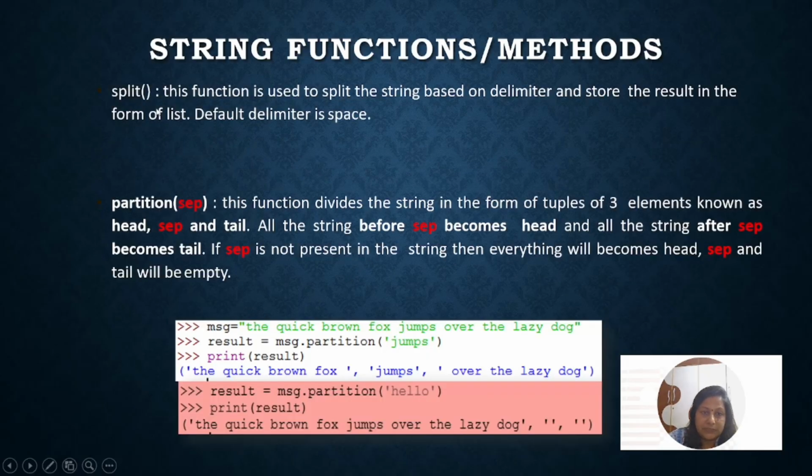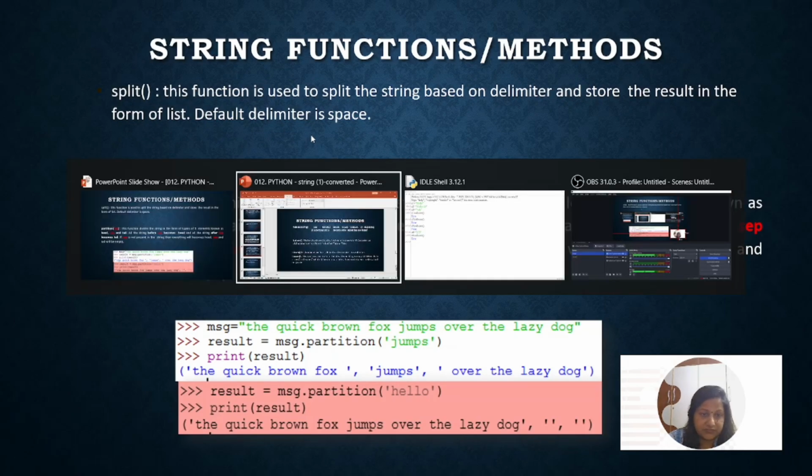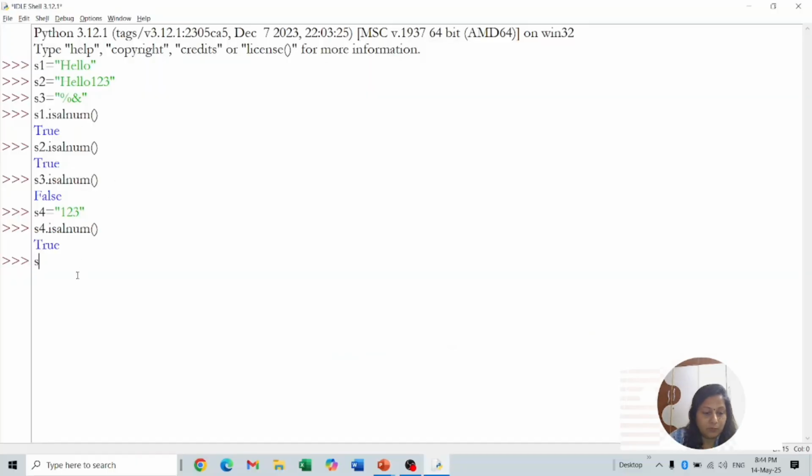Next one is the split function. What is the meaning of the split function? It splits using a delimiter and stores the result in the form of a list. Let's see. I'm creating one variable here, s3 equal to, I'm creating a sentence: "Hi, this is Python". Now I'm using the split function, s3.split of, I'm using here "is". So this is my delimiter.